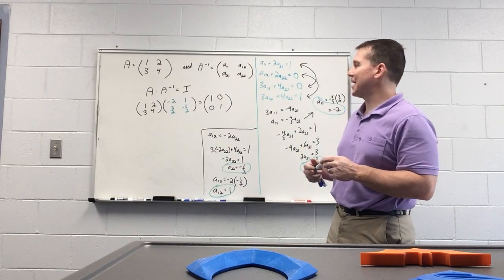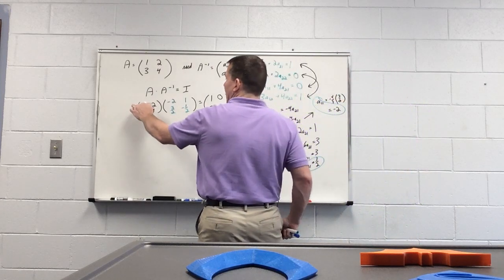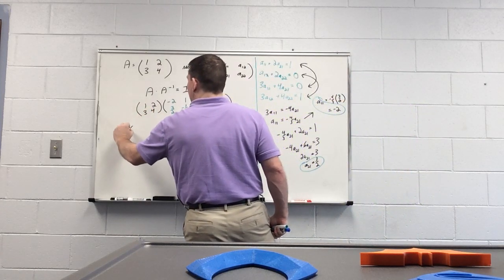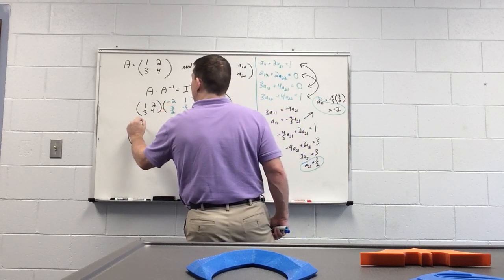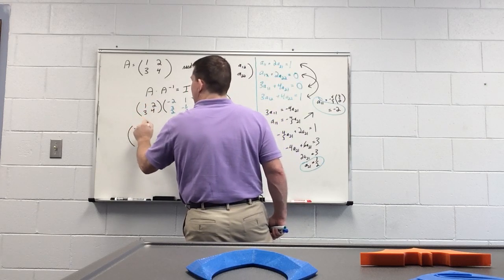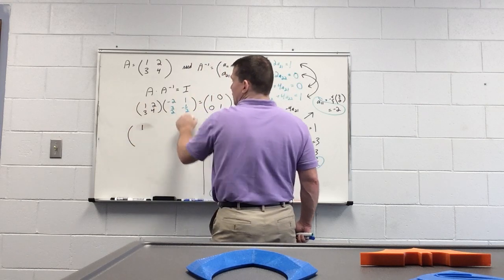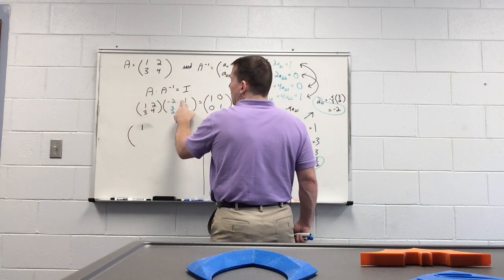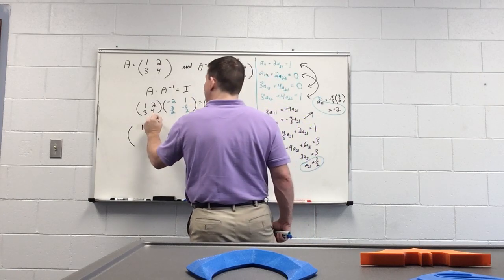Now check it to see if I actually did all this correct. Just multiply it out. So really quickly, if I multiply these out, 1 times negative 2 is negative 2. 2 times 3/2 is 3. 3 minus 2 is 1. So that works. First row, second column. 1 times 1 is 1. 2 times negative 1/2 is negative 1. 1 minus 1 is 0.